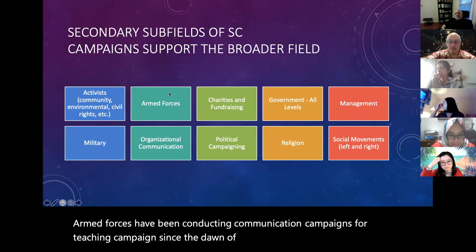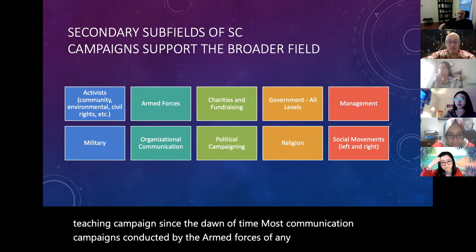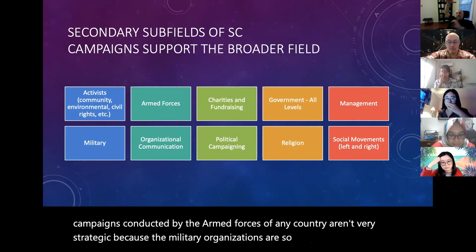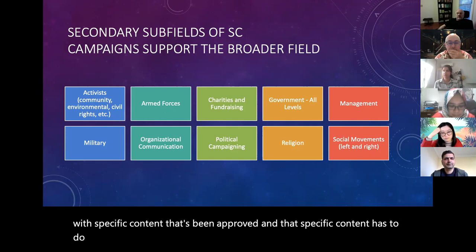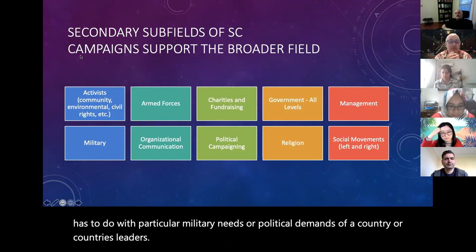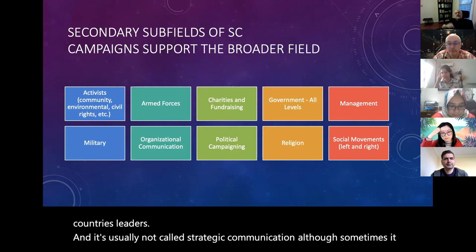Most communication campaigns conducted by the armed forces of any country aren't very strategic because the military organizations are so hierarchical that the people who actually do the campaign have to follow specific orders, usually with specific content that's been approved, and that specific content has to do with particular military needs or political demands of a country or a country's leaders. And it's usually not called strategic communication, although sometimes it is. The US does that a little bit, calls it strategic communication sometimes. They never call it PR.